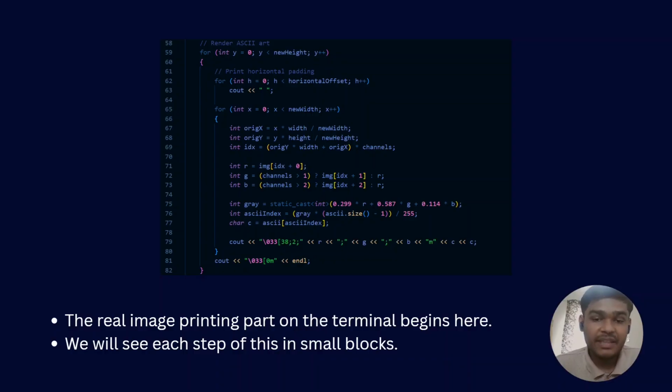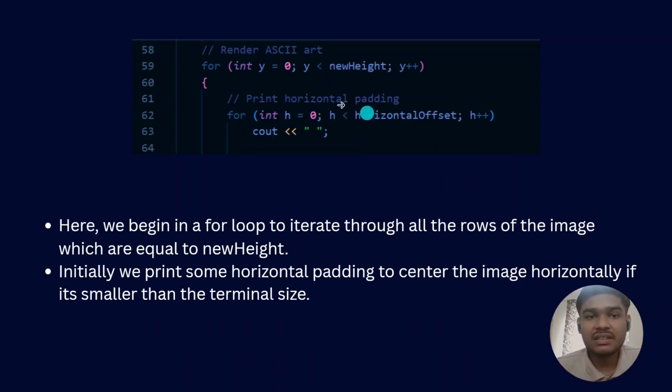Now the real image will get printed on the terminal beginning from here. This is a big block of code and a bit complex to understand, so we will be understanding each step of this in smaller blocks. Let's see what it does. Initially we begin with a for loop, and this is the overall major for loop in which all other for loops will be nested ahead.